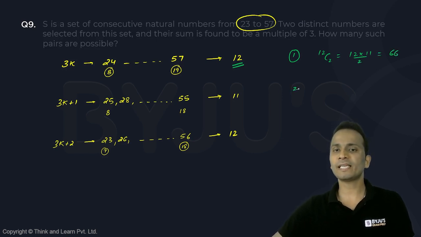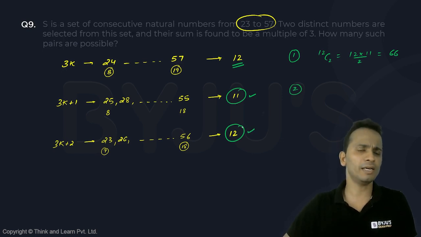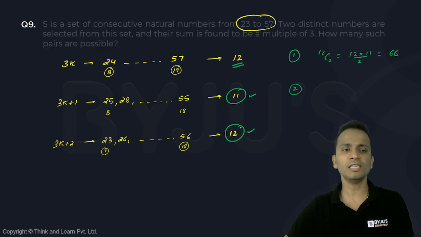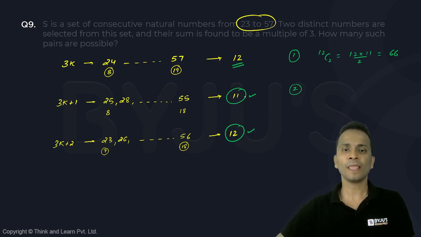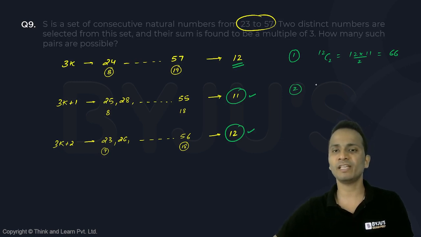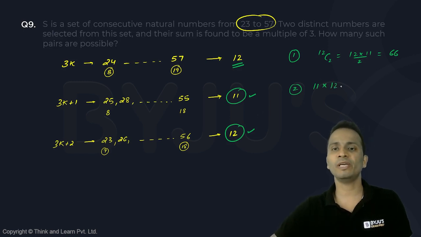Alright, the second case is when one of the numbers is from here and another number is from here. One of the numbers is 1 more than a multiple of 3 and another is 2 more than a multiple of 3, then their sum will definitely be a multiple of 3. So one number from this set of 11 numbers and another number from this set of 12 numbers. So 11 into 12, that is 132.